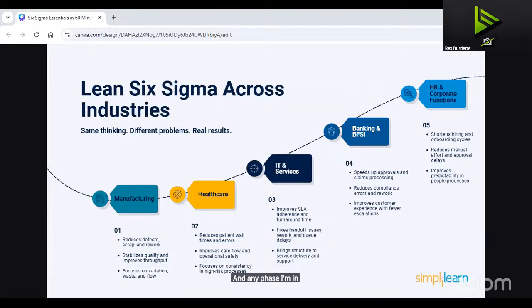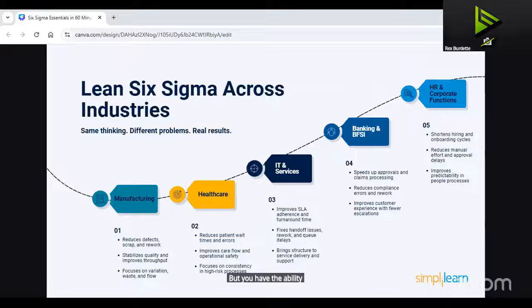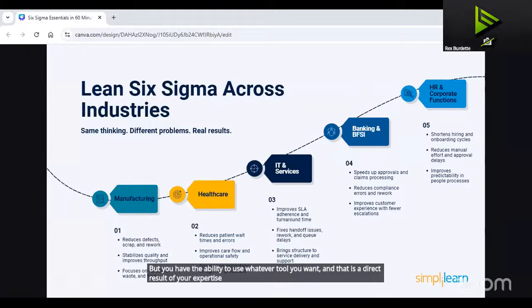But overall, your company will probably have toll gates to say, yes, you're finished with the define phase. You're ready to move on to measure. You're ready to move on to analyze and that kind of thing. So there's a structured toll gate that moves you on to the next phase, but you have the ability to use whatever tool you want. And that is a direct result of your expertise, what you know. And that's what we want to teach you in this class, that kind of expertise, so that you know what tool to use and that you know how well to use it.